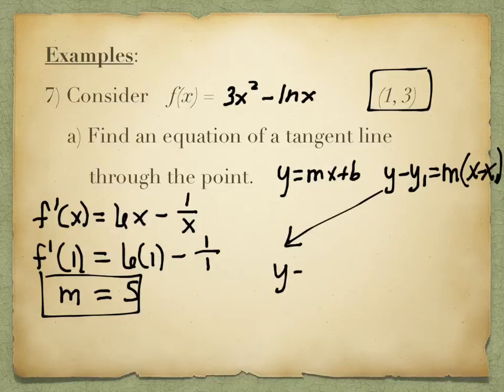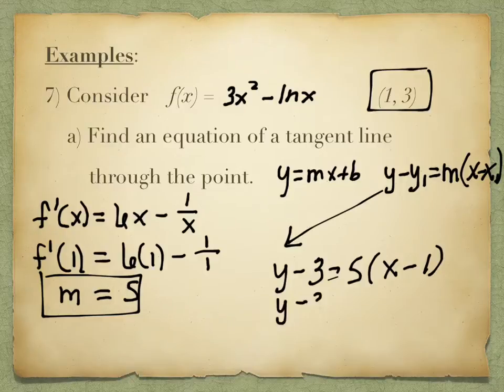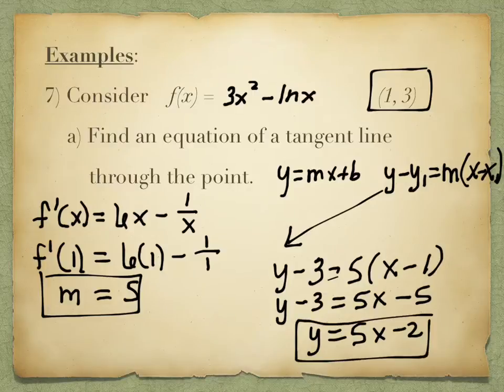We've got y minus what? 3 equals 5 times x minus 1. And we're going to simplify, so I have y minus 3 equals 5x minus 5. So y equals 5x minus 2. So that's an equation of the tangent line to this curve through the point 1, 3.